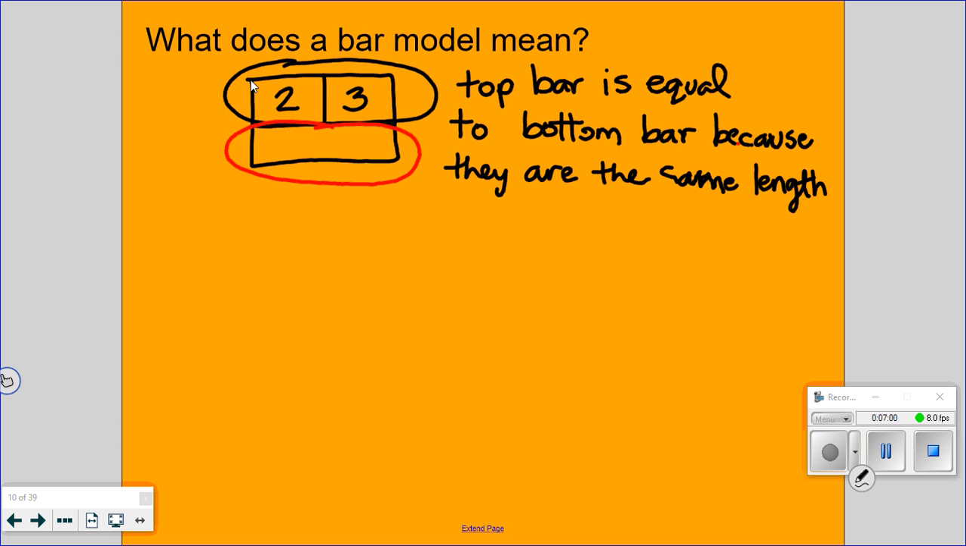Mason? Probably 5. Not probably, definitely. Definitely 5 because 2 plus 3 is 5. Definitely 5.